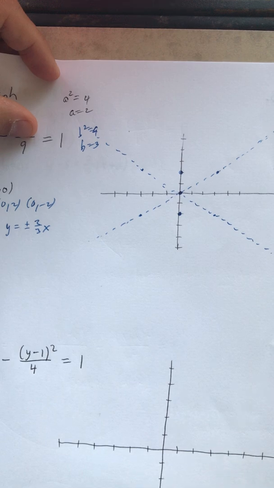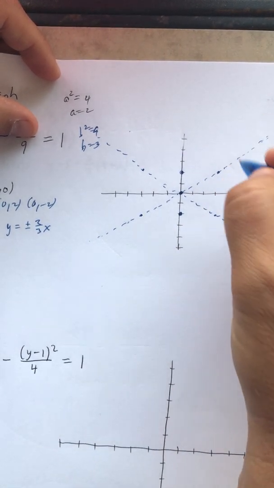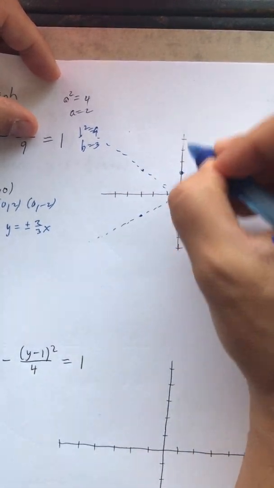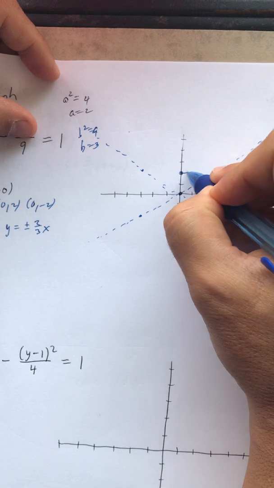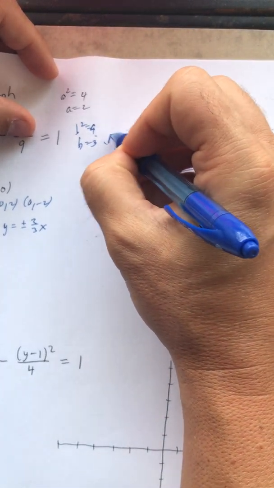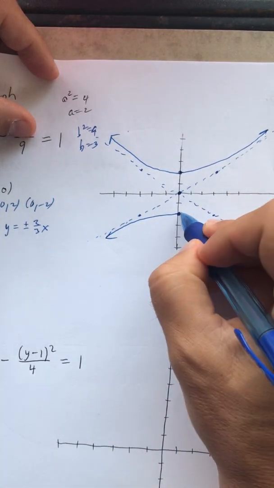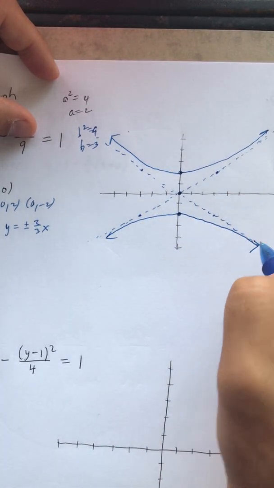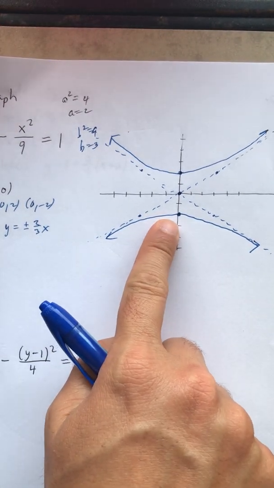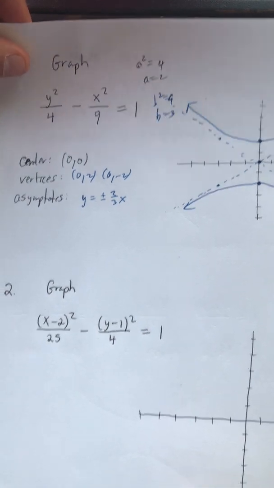So now that I've drawn the asymptotes, now I can make the branches. This is the vertex, right? It goes like this, and it hugs the asymptote. So it's going to hug here. There's my top branch, and here's going to be my bottom branch. So there we go. This is the hyperbola that has this equation. All right, next one.